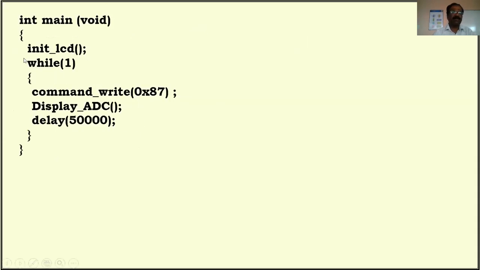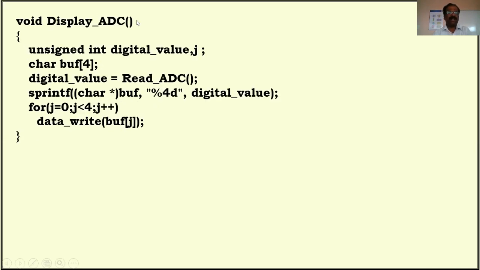So this is your main program. Init LCD is going to configure LCD. Then it's the beginning of the while and the end of the while. It's an infinite loop. The command write 87: the starting address of the first row is 80, but I want to display the value starting from 87. That's why I'm putting this value 87. I want to display the digital value at the middle of the first row. Then display ADC, I'll go to that function.